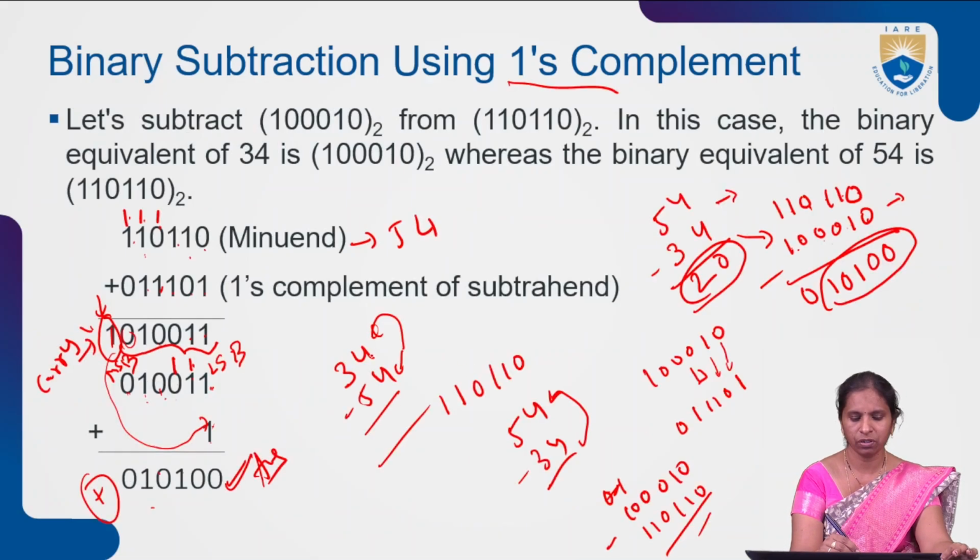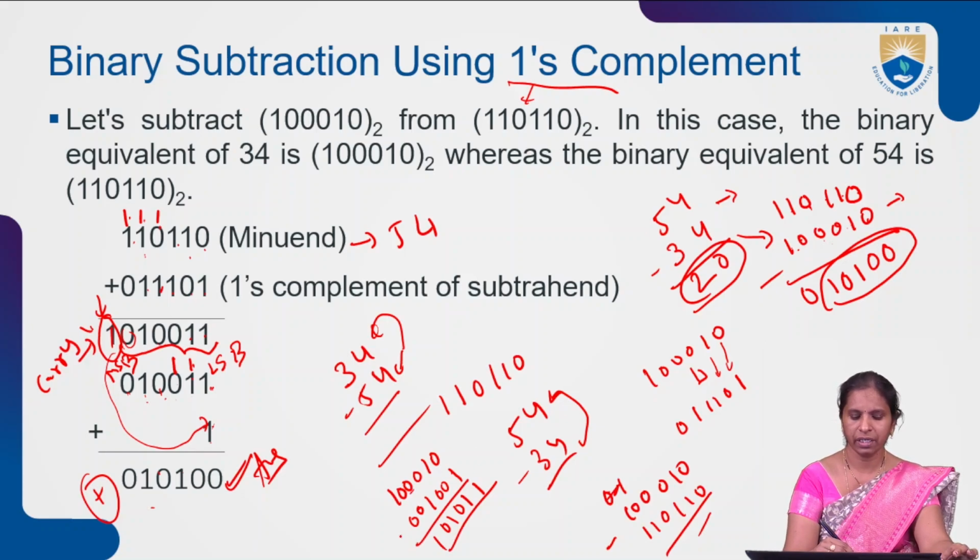So for example, how do you perform here? 34. So what is 34 here? 34 is nothing but 100010. Then what is 54? For this you have to take the 1's complement. So what is 1's complement here? 001001. Then add these two numbers. So what you are getting here? 110101.